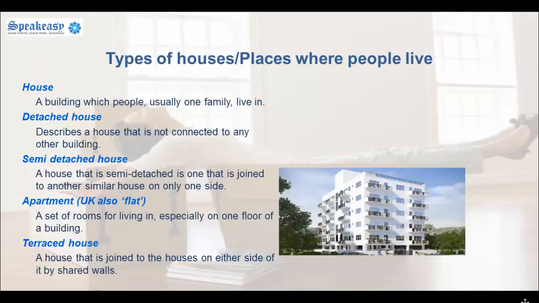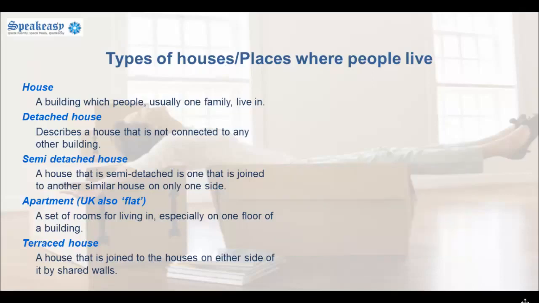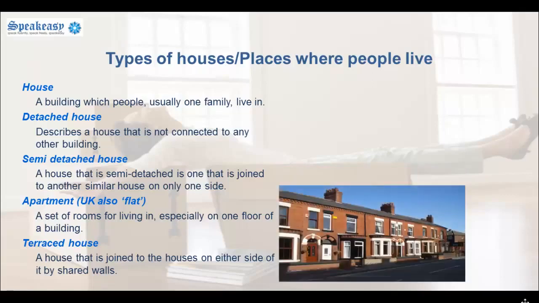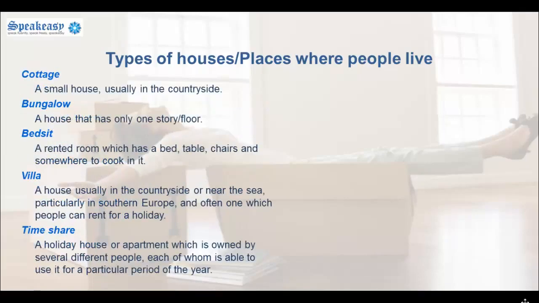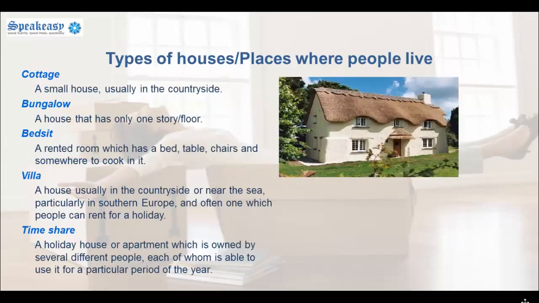An apartment, also referred to as a flat in the UK, is a set of rooms for living in, especially on one floor of a building. A terraced house is a house that's joined to the neighbouring houses on either side. A cottage is a small house usually in the countryside.